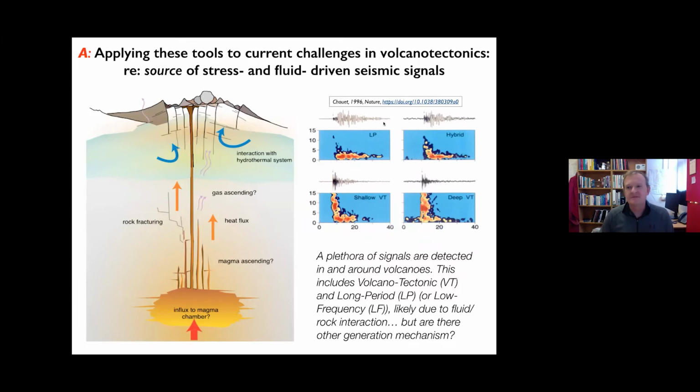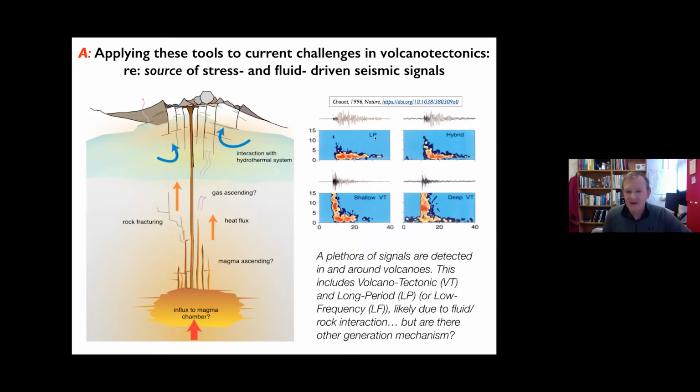there are many different types of seismic signals that we record on volcanoes. And going back to the 90s, even the 80s, these were started to become investigated in slightly more detail. One of many researchers was Bernard Chouet at the USGS. He wrote a review paper in 1996 in Nature, here's the link, where he summarized the different kind of signals.